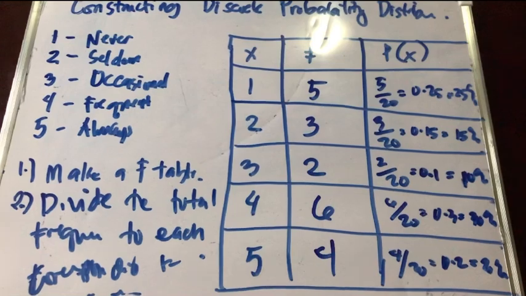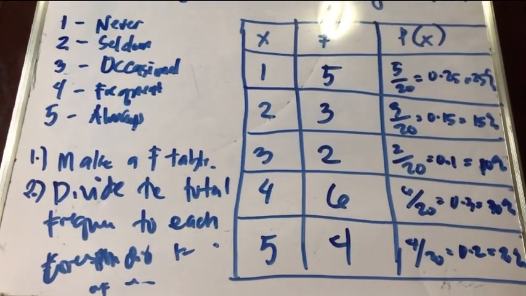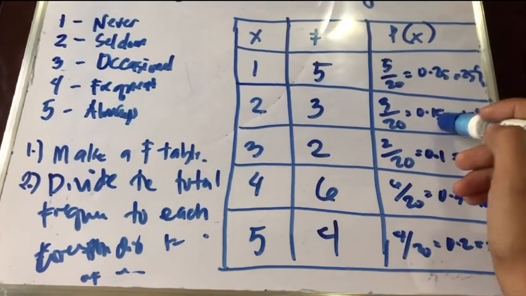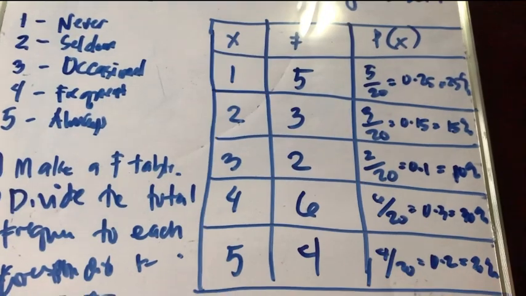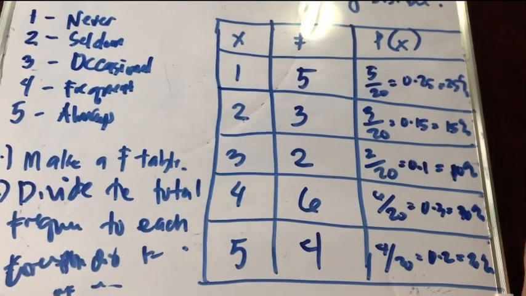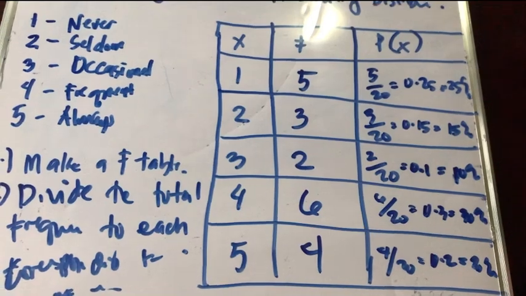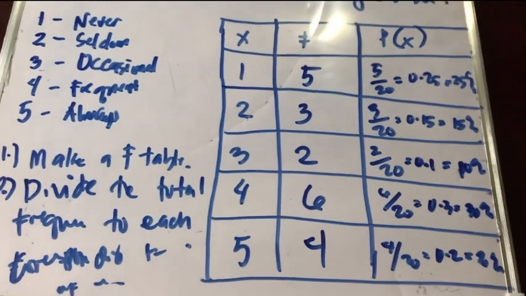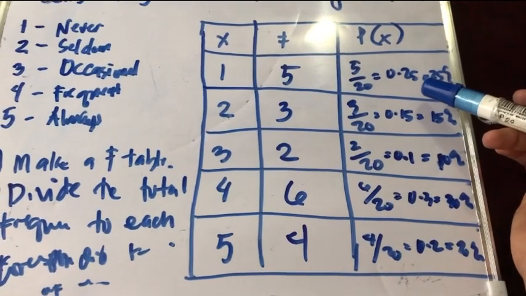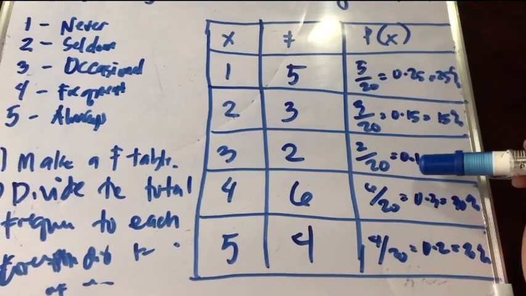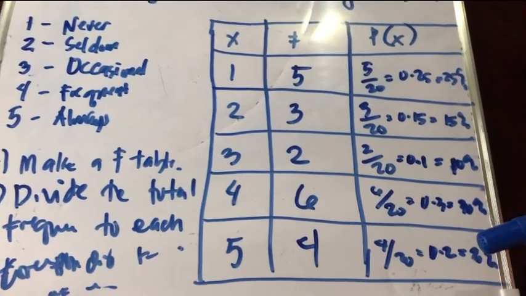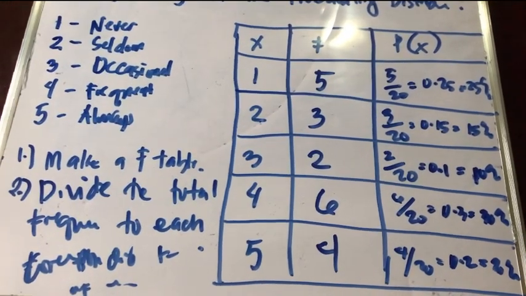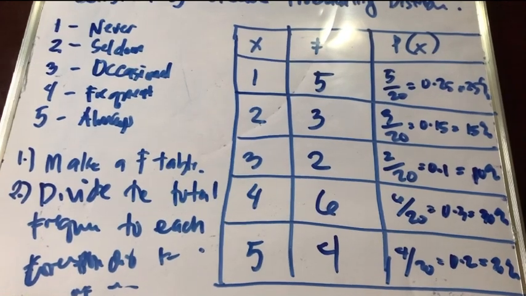Now, for this to be a discrete PD or probability distribution, we only have 2 conditions to satisfy. The first one is that all probabilities should be greater than or equal to 0 but less than or equal to 1. So it can be 0, it can be 1, and all the numbers between 0 and 1. So, let us check. 0.25, 0.15, 0.1, 0.3, and 0.2. So these are numbers which are greater than 0 but less than 1. That means we were able to satisfy the first condition.